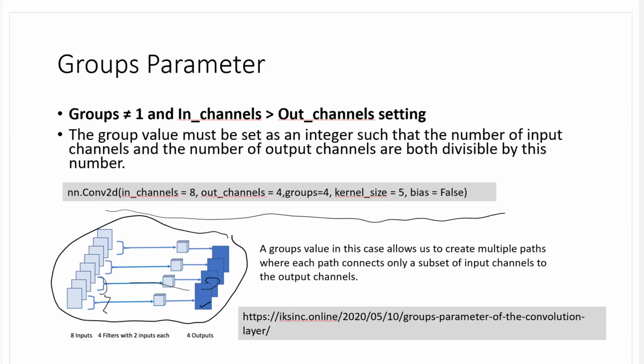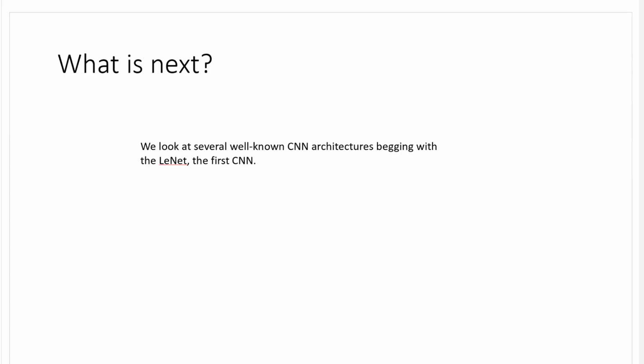For other settings of the groups parameter, again, you can go and take a look at this blog posting that I did last year and see how different values for the groups parameter affect the connections between the input and the output of the convolution layer. So we are going to stop here. And what is coming next is, in the next lecture, we are going to be looking at some well-known CNN architectures, beginning with the LeNet, which is considered the first convolutional neural network.